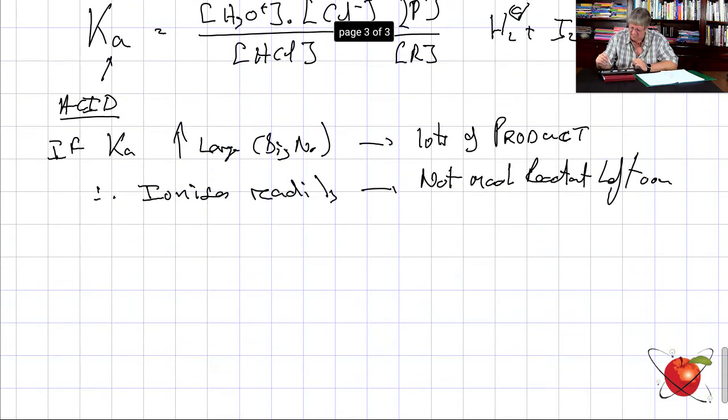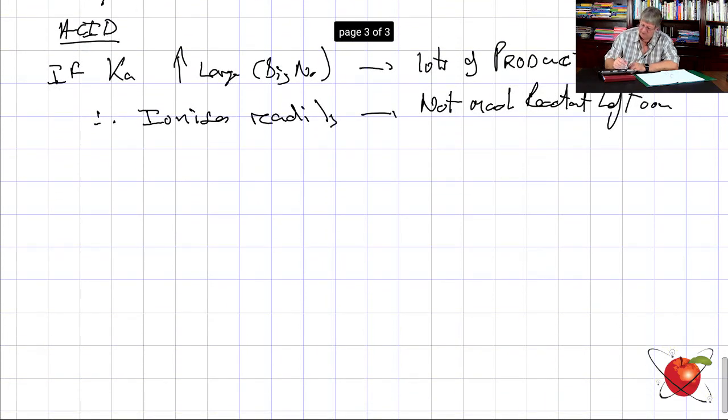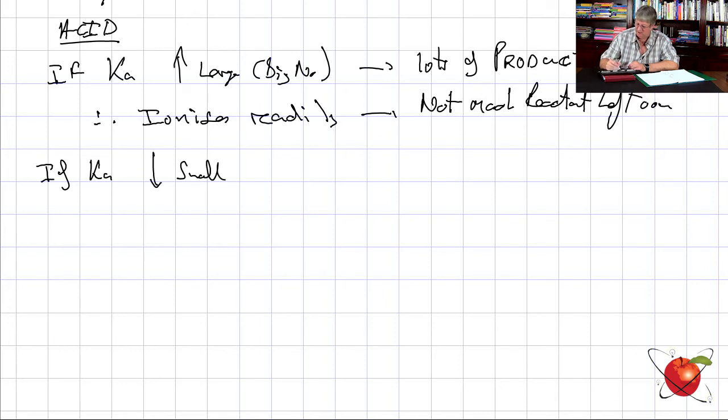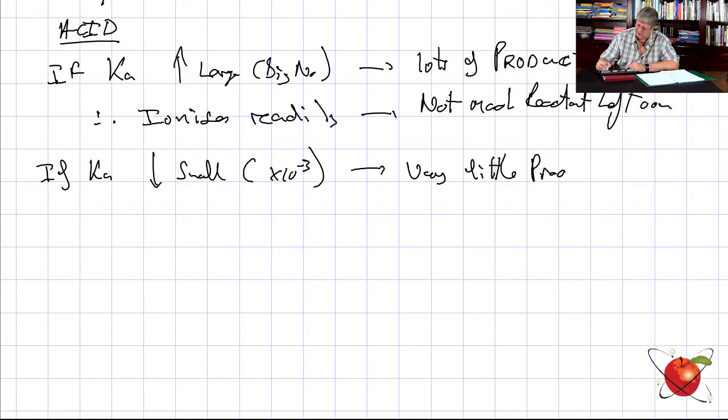But now what if Ka is small? Maybe something times 10 to the minus 3. Very little product. This applies to anything again. Remember, it's the same concept, I'm restating it for an acid. Very little product, and therefore lots of reactant.